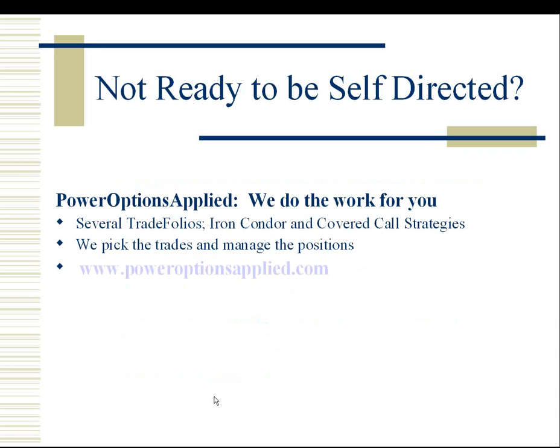Now, the tools we showed today and the discussion we had today was about being self-directed, finding your spreads using the Power Options tools as a self-directed options investor and taking upon yourself to manage those positions as well. However, if you feel that you're not really ready to be self-directed and to take on the spread trading on your own, we do offer another service.